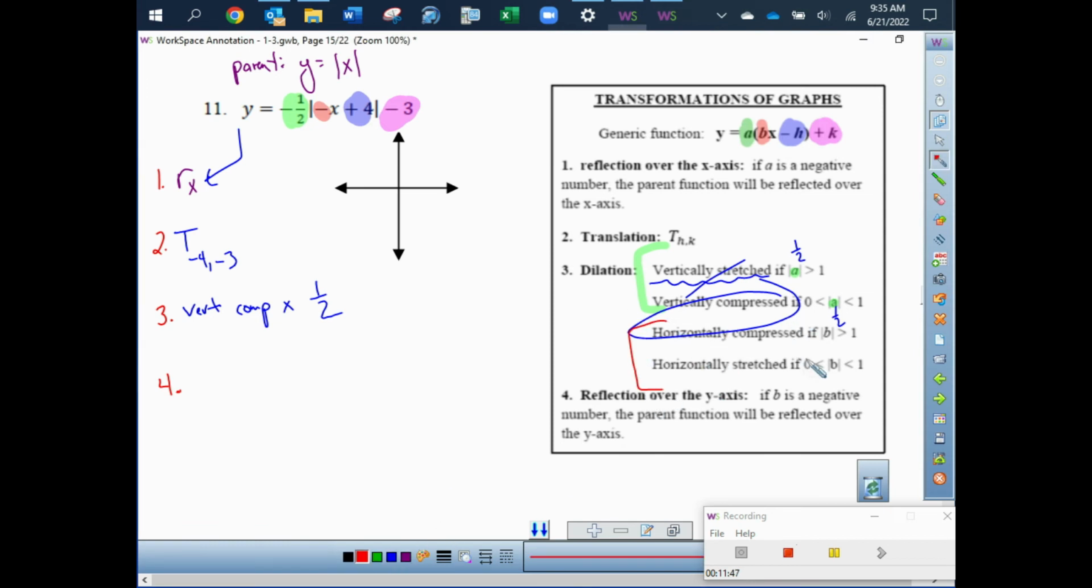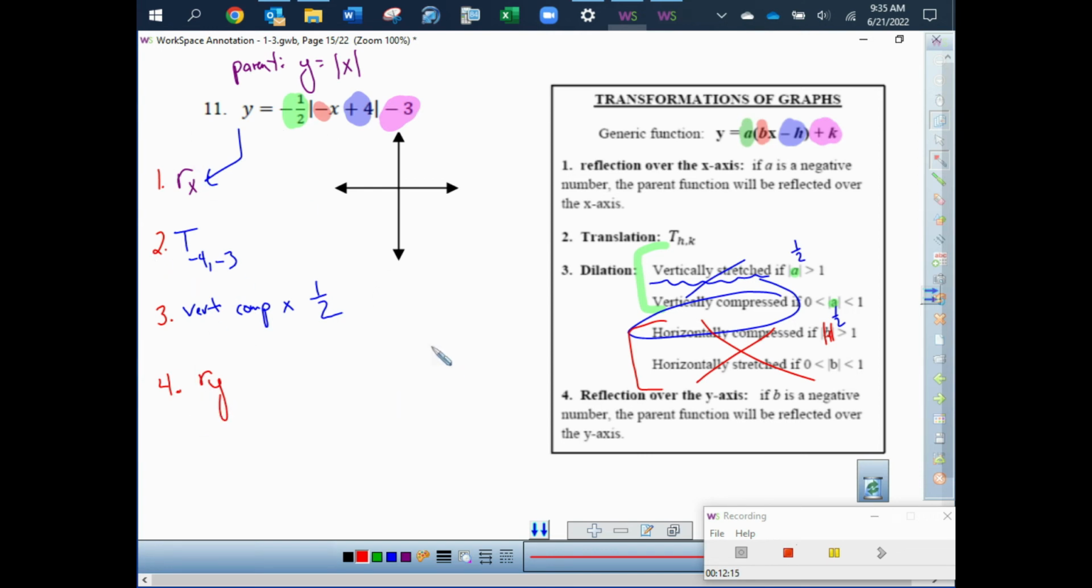And let's see if this guy has been, we haven't checked horizontal. Has it been horizontally dilated? Well, let's check the B value. The B value is a -1. But remember, we have to take its absolute value. So it's really a 1. And 1 doesn't change your size, dude. When you take something times 1, you stay the same. So it has not been horizontally dilated. How about reflected over the y-axis? It's if that B value is negative. Yes, sir. It is negative. So this guy is reflected over the y-axis.